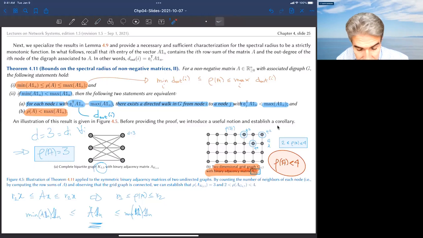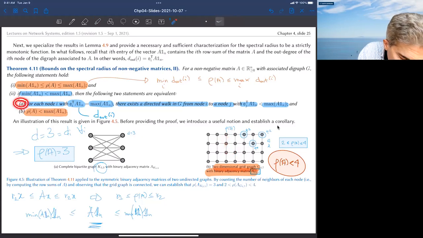This is easy to check. For any node with maximum out degree, there exists a path to a node. Actually, I don't even need to go there. I can just go to the boundary. There exists a path to the boundary of the Cartesian graph. Once you have reached the boundary of the Cartesian graph, the out degree is less than the maximum number, which was 4. Therefore, condition A here is satisfied.